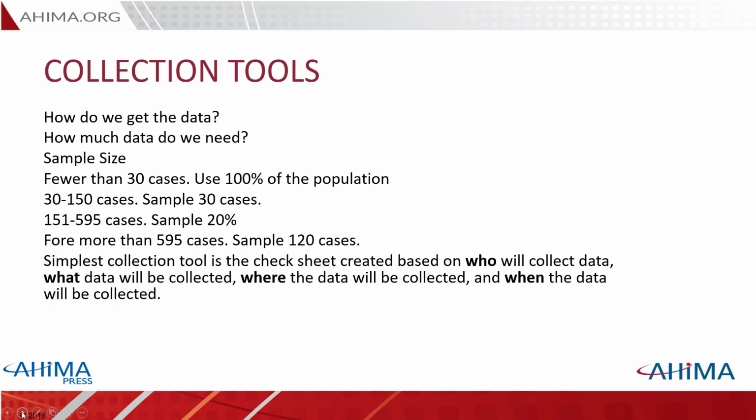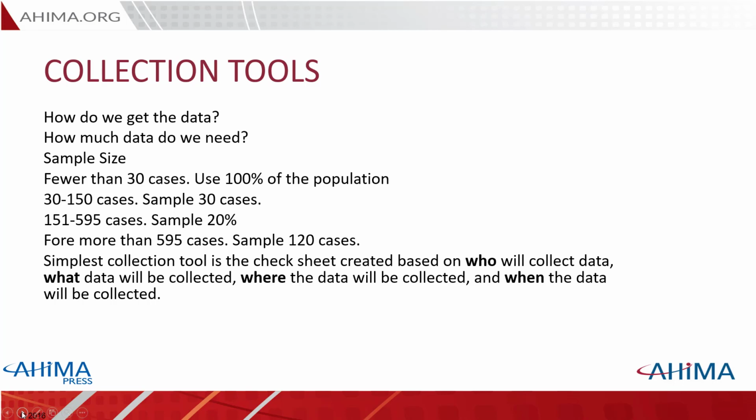So how much data do we need? How much do we need to collect? Sometimes the amount of data is small and we can look at all of it, all the data that we have in the PI process. Sometimes we're looking at a process that might take place thousands of times in a study if we're looking at things like blood pressures or checking in patients, that sort of thing. So we need to select a representative sample.